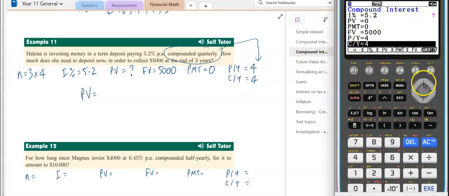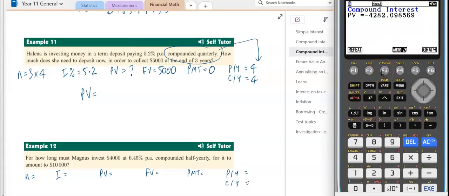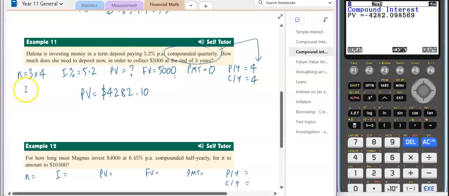Anyway, we're now solving for PV, or the present value. What's the principal that needs to be invested? It's going to be obviously less than 5,000. So in order to solve that, we're just going to press F3, which correlates with that PV on the screen. It'll tell us that Helena would need to invest $4,282 and approximately 10 cents in order to get the $5,000 after 3 years.